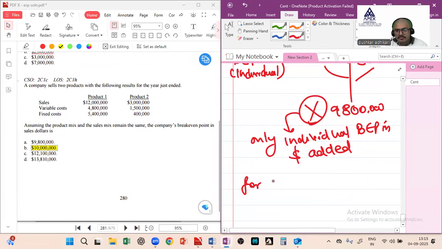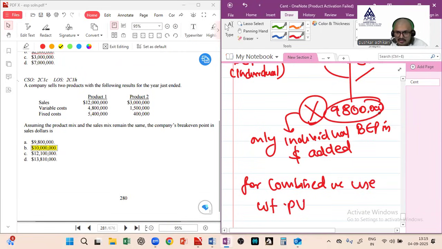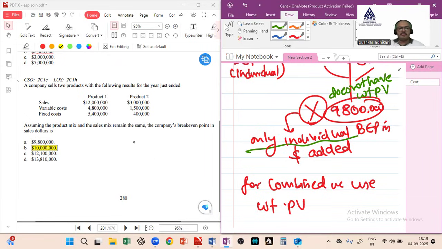For combined, we use weighted PV, and this does not have weighted PV. Therefore, it is only individual break-even point, and that is the reason why this answer 98 lakhs is a facade. That is why this answer 98 lakh is a huge mistake. Please try to understand this concept. The answer here is going to be 10 million. It cannot be 9.8 million for a very simple reason that this over here will make you go wrong.